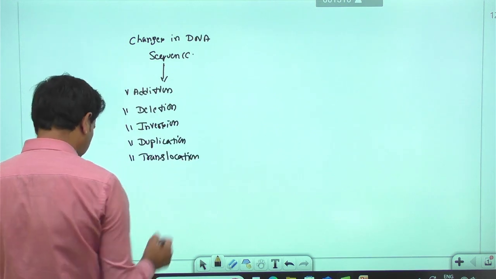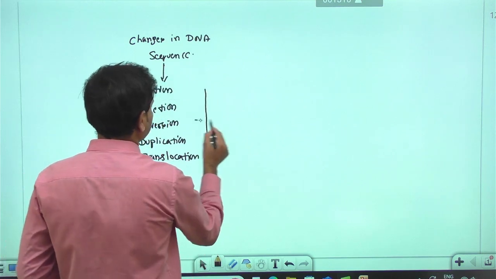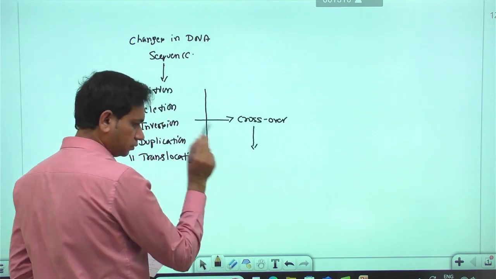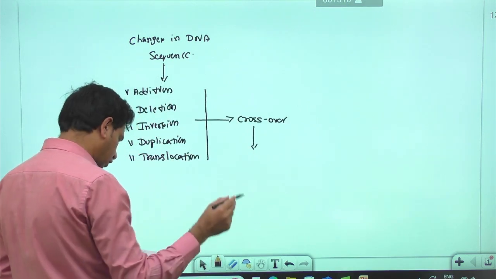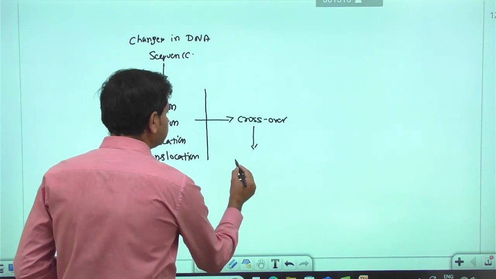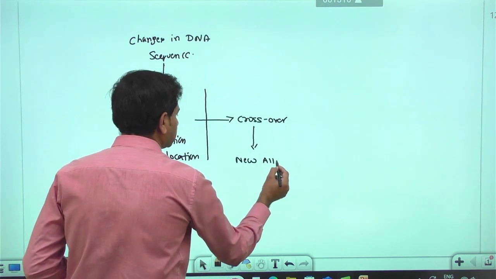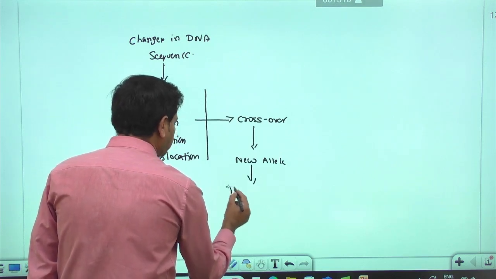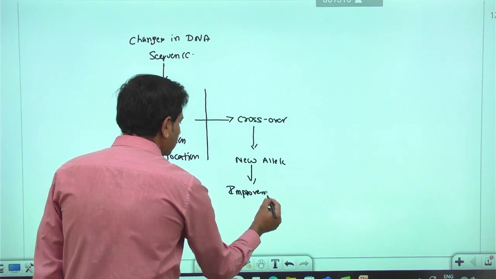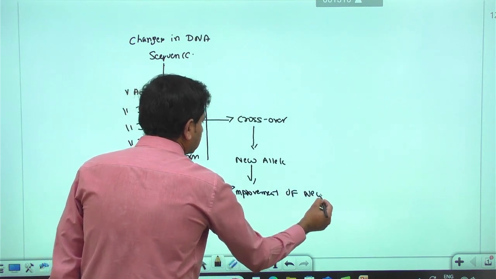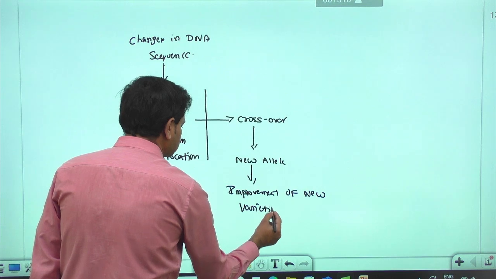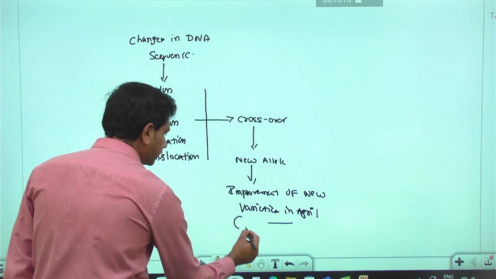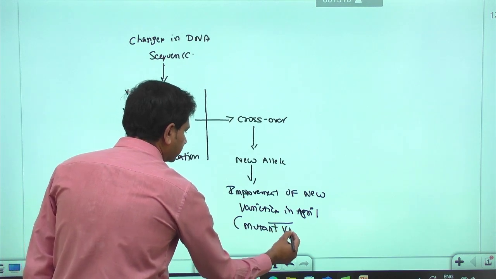Translocation. Whenever we have such kinds of changes, over the period, due to crossing over, exchange of the character from the original chromosome to the recombinant chromosomes can be possible. According to that, development of a new allele can be possible. Due to this mechanism, development of a new allele is possible. Based on the new allele, improvement of new varieties in agriculture can be possible. Such varieties are called mutant variety species.